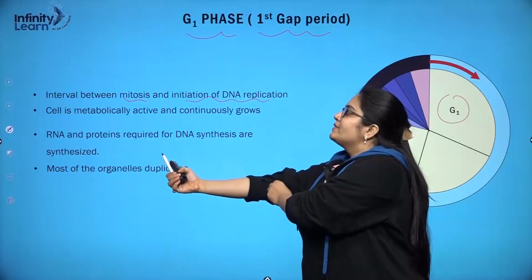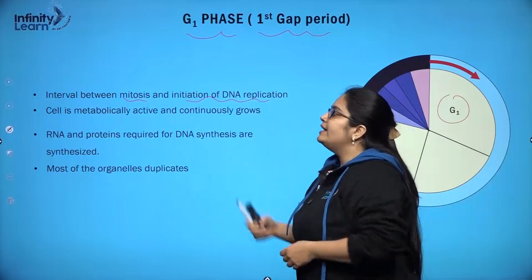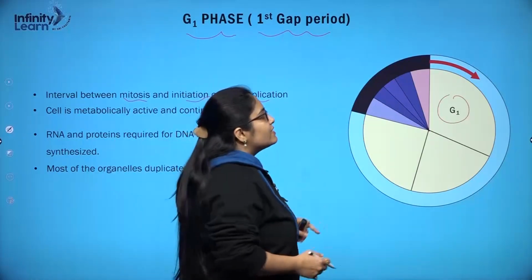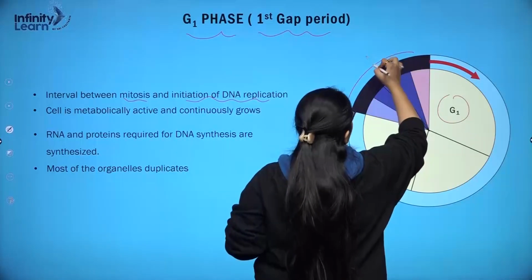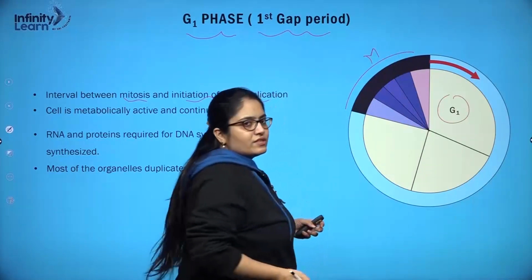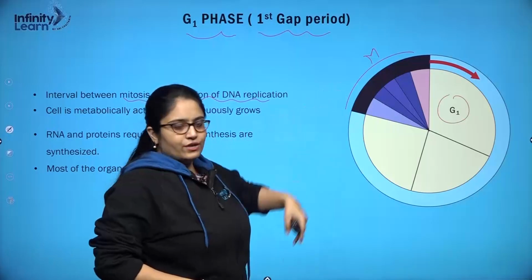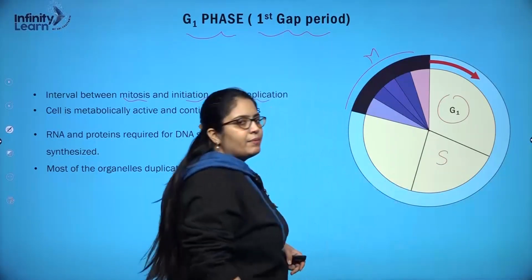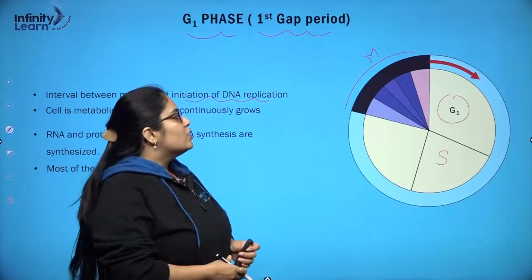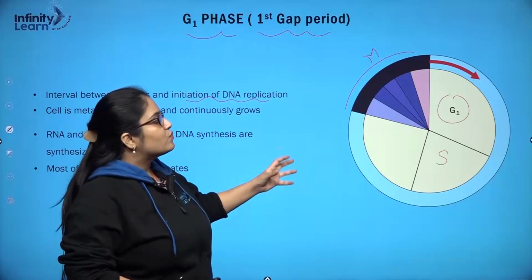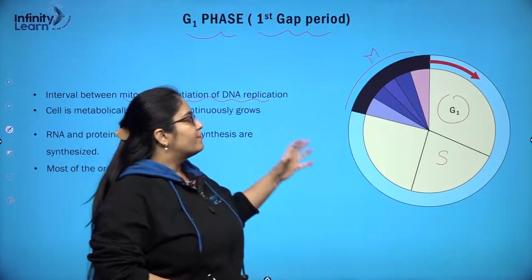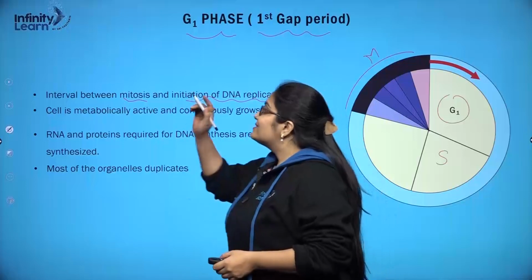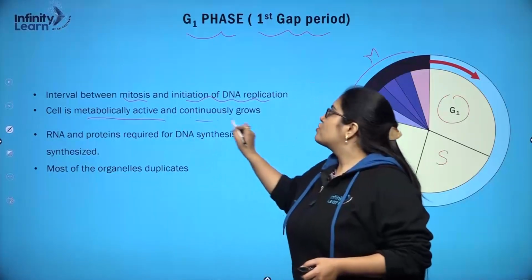So NCERT is saying that G1 is the interval between mitosis and initiation of DNA replication. So G1 is lying between M phase, now if you consider M phase as the mitosis one, so this is the M phase, this is the mitotic phase, and hereafter G1 is the S phase. In S phase what will happen? DNA will replicate, right? So that is why NCERT is writing that G1 is the phase between mitosis and DNA replication. Next thing, cell is metabolically active and continues to grow.